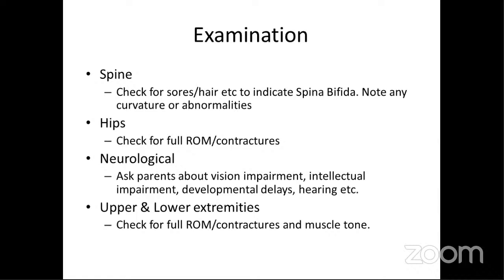Now, as far as the musculoskeletal system is concerned, you must systematically move from the spine to the lower limbs. As far as the spine is concerned, please check for sores or tears, etc., to indicate spina bifida or any curvature abnormalities. In the hips, look for a dysplastic hip. Do a neurological examination if required, or if the child is too small, ask parents about vision impairment, intellectual impairment, or developmental delays, which will tell you things about the diagnosis. And lastly, check the upper and lower extremities for all joints, for full range of motion, contractures, and muscle pain. Right? Be systematic in your examination.